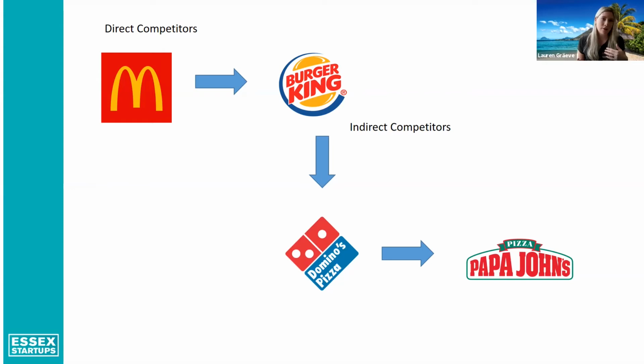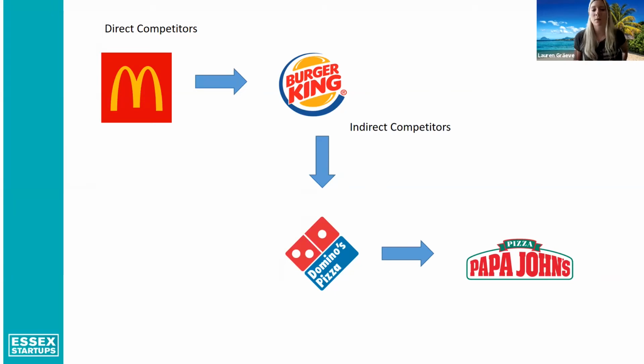They still have one group that they're targeting, but people will still go to different ones because they might have a different look of burgers, different tastes, and different items on the menu. But they're still direct competitors. Then it brings you on to your indirect competitors.